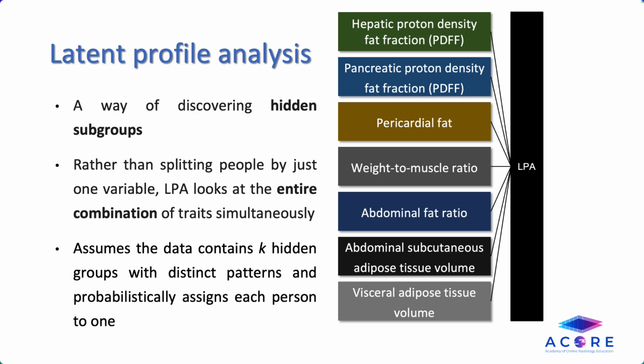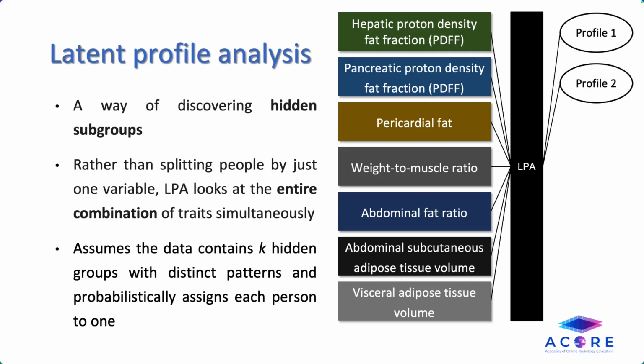That's exactly what LPA does. It's data-driven, so we don't specify how many groups there should be. Instead, we test different models with multiple profiles, and the algorithm determines which number of groups fits the data best. After we select the optimal model, each participant is assigned to the profile they most resemble based on probability.